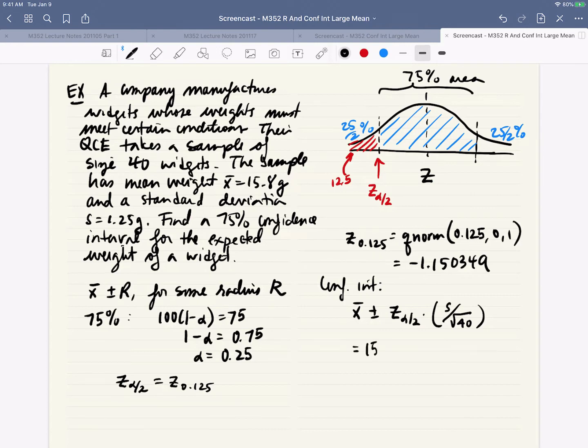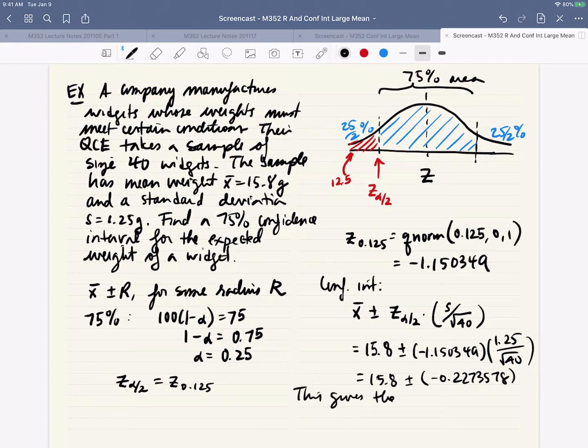So we've got 15.8 plus or minus negative 1.150349 times our standard deviation, 1.25 over the square root of 40. And if we work this out, we get 15.8 plus or minus negative 0.2273578. And this gives us the 75% confidence interval.